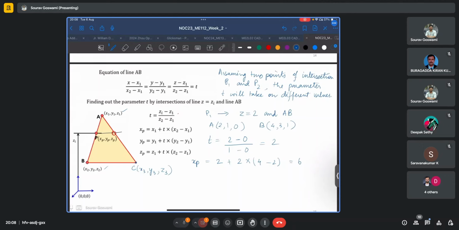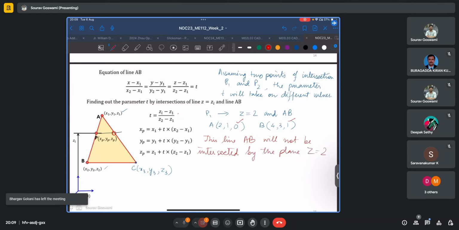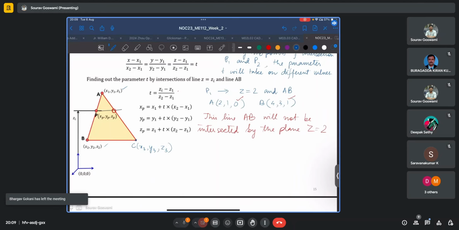Okay, so we found an interesting case because of the z coordinates 0 and 1. This line will not be intersected by the plane. So we'll have to check for its intersection with the other two lines. So this line AB will not be intersected by the plane z equals 2.